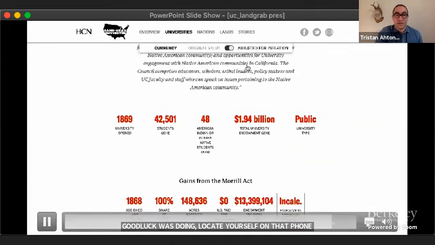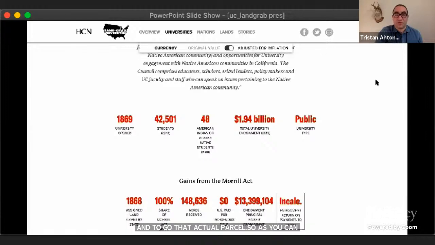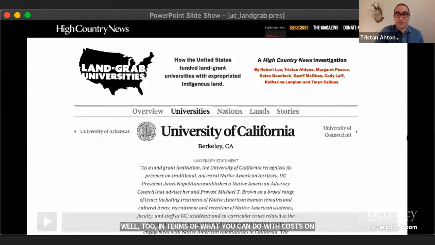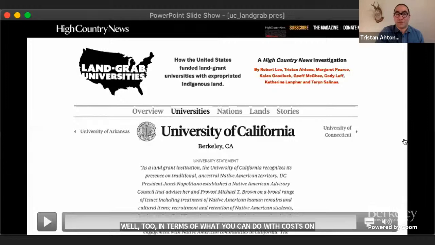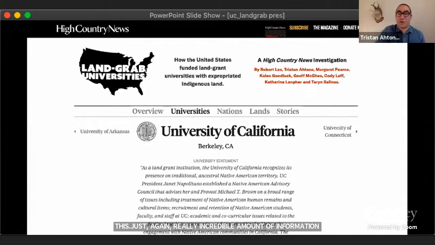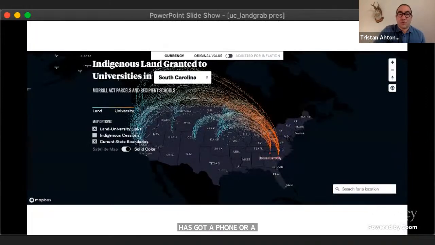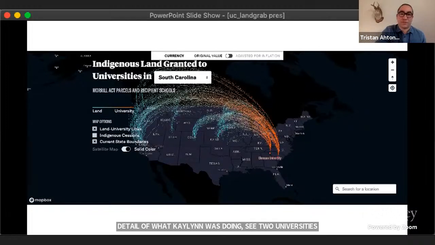As you can see here, you've got adjusted for inflation as well, in terms of what you can do with costs on this. Just a really incredible amount of information that's available to basically anybody who's got a phone or a laptop. If you can see, for instance, here, to get that level of detail of what Kaylin was doing, you can see two universities here when we look at the South Carolina page. So two universities in the state benefited from the Morrill Act.